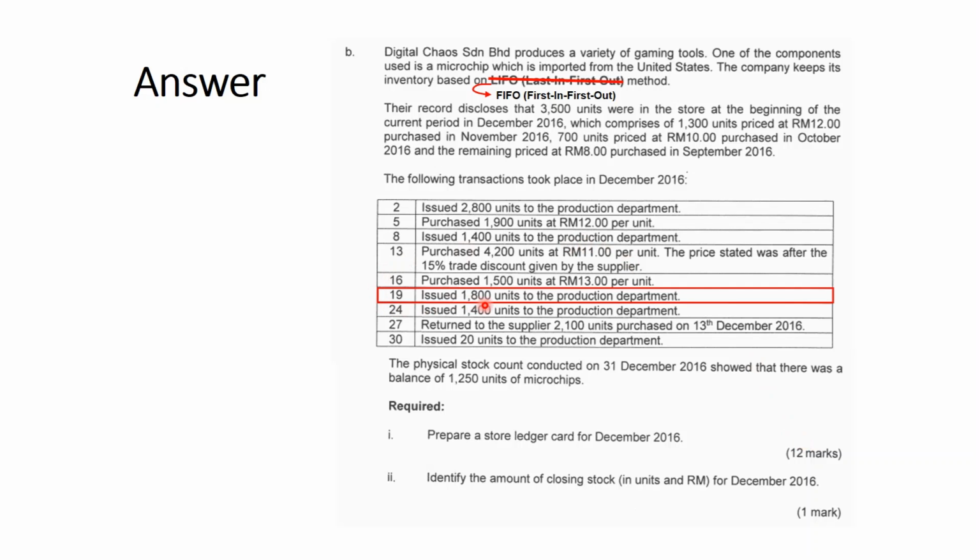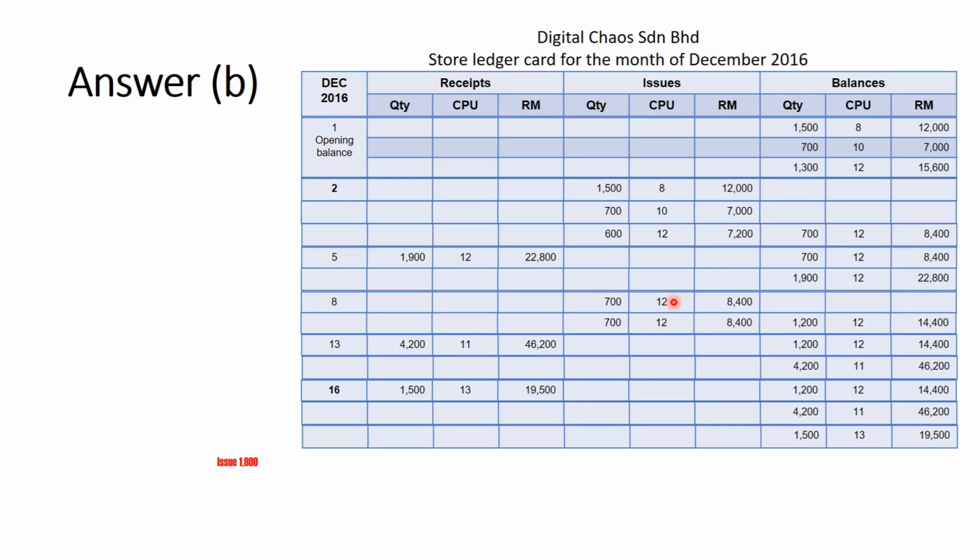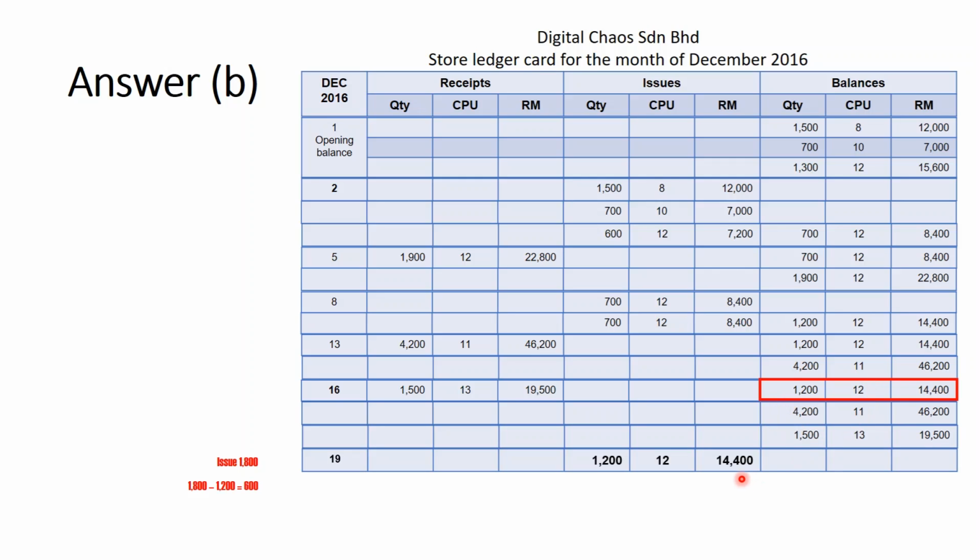Next is 19 December, issued 1,800 units to the production department. We need to issue 1,800. So we take from the oldest batch, which is 1,200 at RM12. But we need another 600. Then we take from the next batch, which is at RM11. So 600 multiplied by 11.